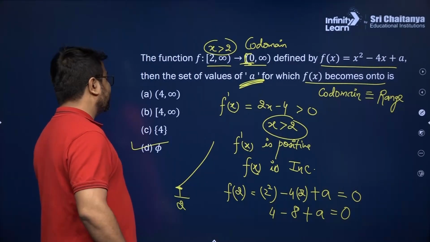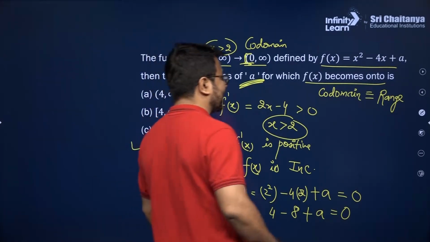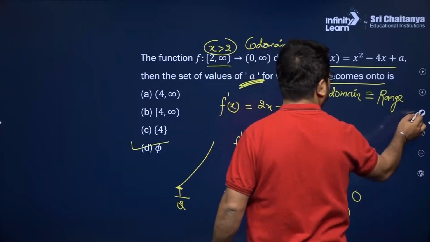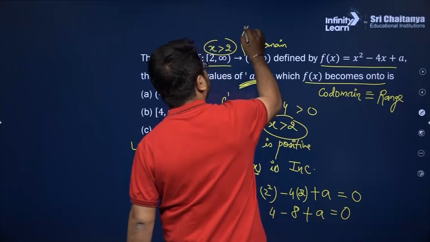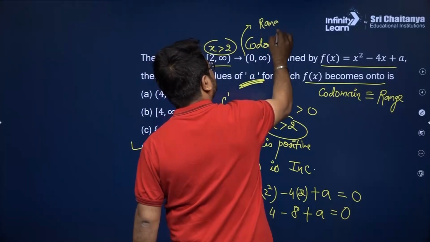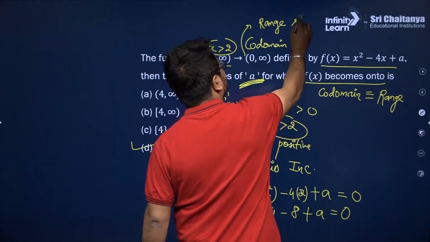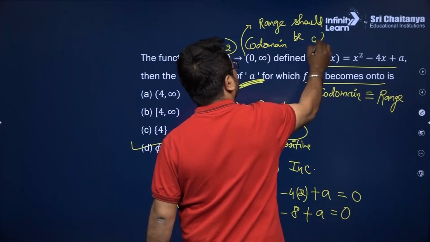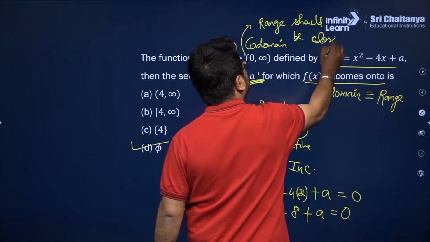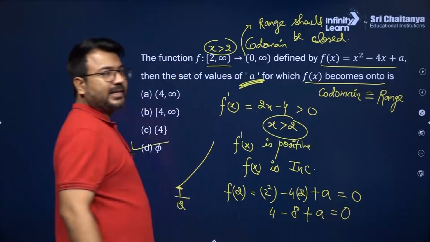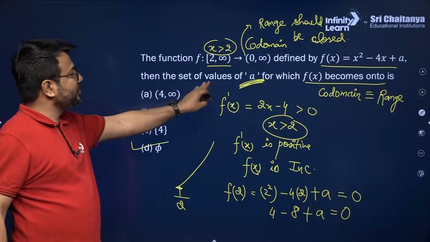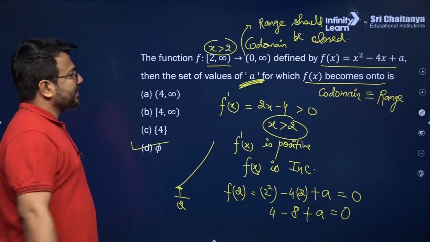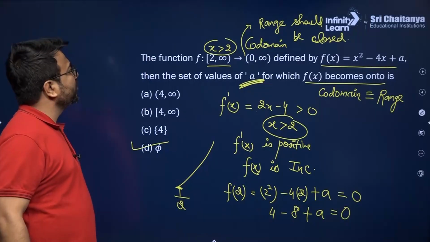Okay, and this is very important that range should be closed. Here according to the question, the range is open. So for this to become onto, range should be closed, and since the range is not closed, hence we can directly write that the values of a belong to the empty set. You can do this question in this way also. I hope you are able to understand.